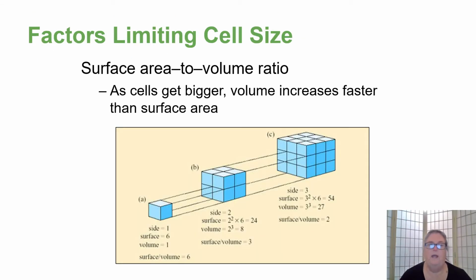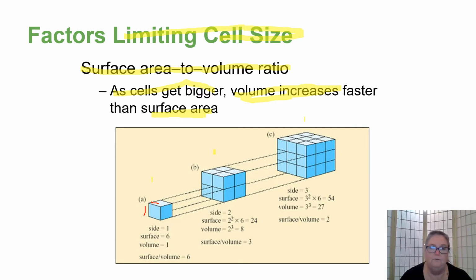Let's think for a little while about why cells are small, right? Cells are small, and that's because of our surface area to volume ratio. So as a cell increases in size, the volume of that cell gets bigger faster than the surface area does. So imagine that these three cubes are representing cells of different sizes. Here we've got a small cell, and its dimensions are a unit of 1 in each direction.